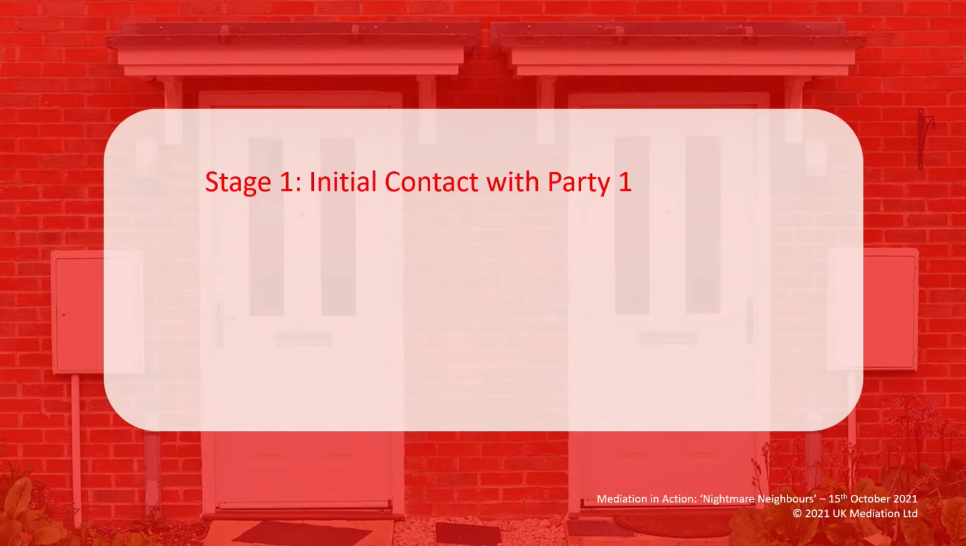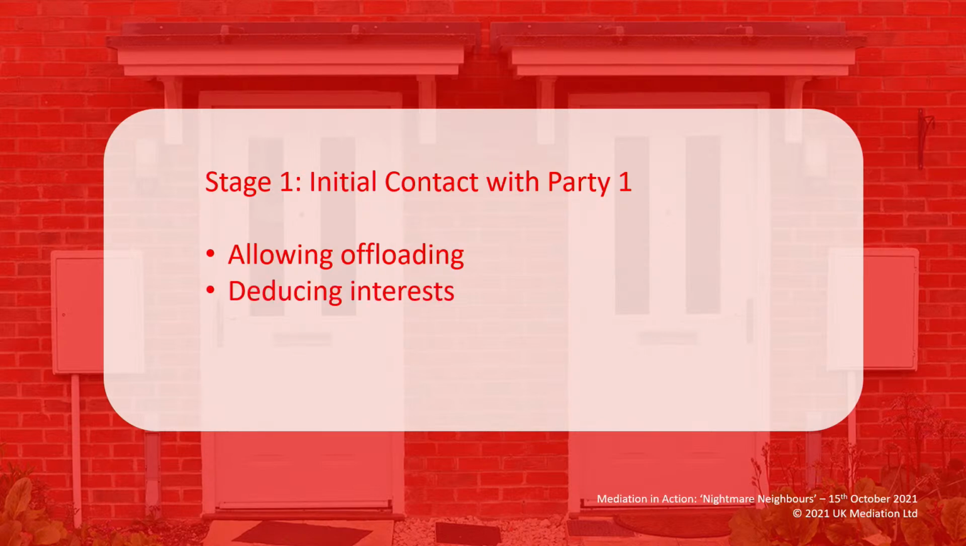It doesn't matter who goes first. The objective is the same, which is to allow some offloading, let them tell their story about how horrible their neighbour is, and we're trying to deduce their interests. What are their underlying needs? What are their underlying concerns? What is it that they want from their neighbour? It might be about getting a good night's sleep, having safe access across the communal area, being able to park your car where you need to, having a better way to raise things with your neighbour if things go wrong. So all of these things would probably be the interests, indeed the common interests of these two neighbours.